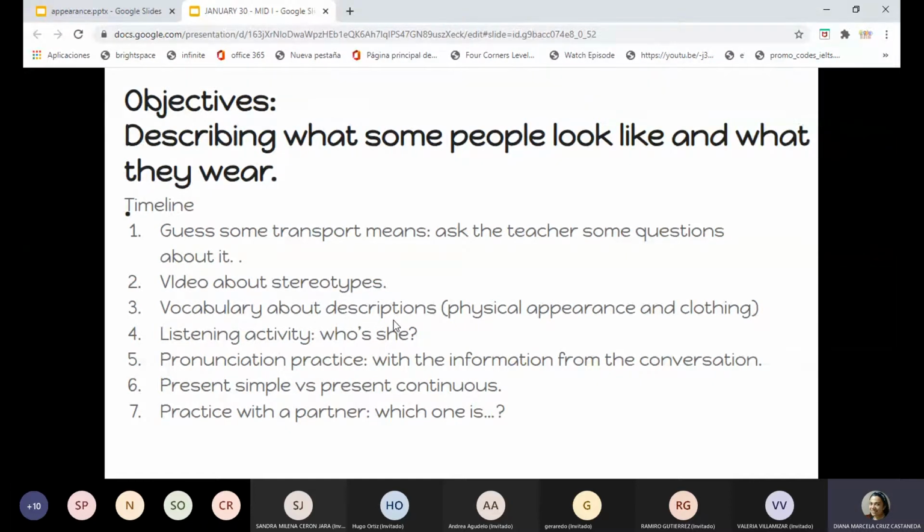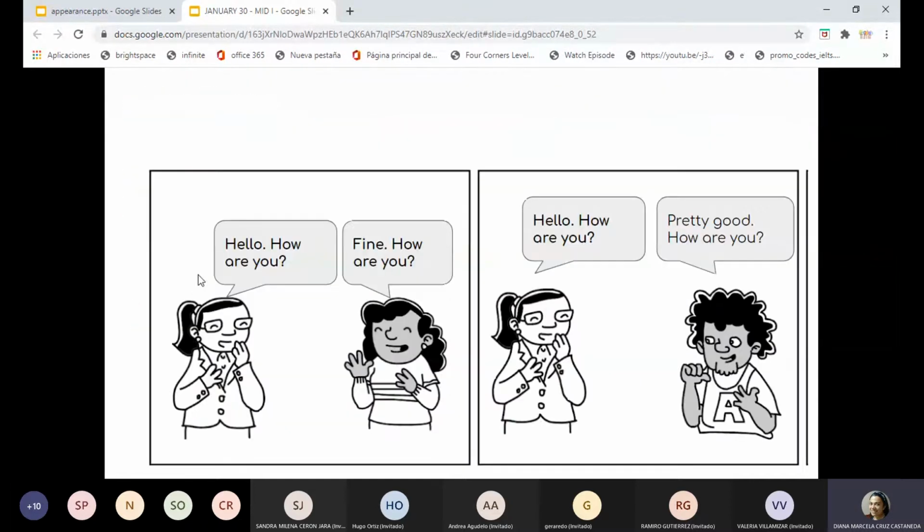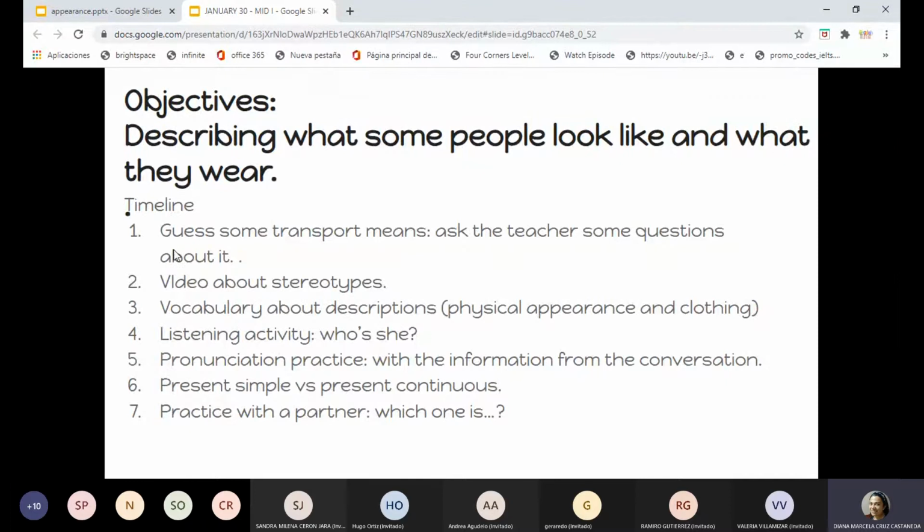I would like you to guess. I don't know if you remember what the word guess means. Do you remember what the word guess means, guys? The word guess? Yes? No? Hello? Do you guys remember the word guess?